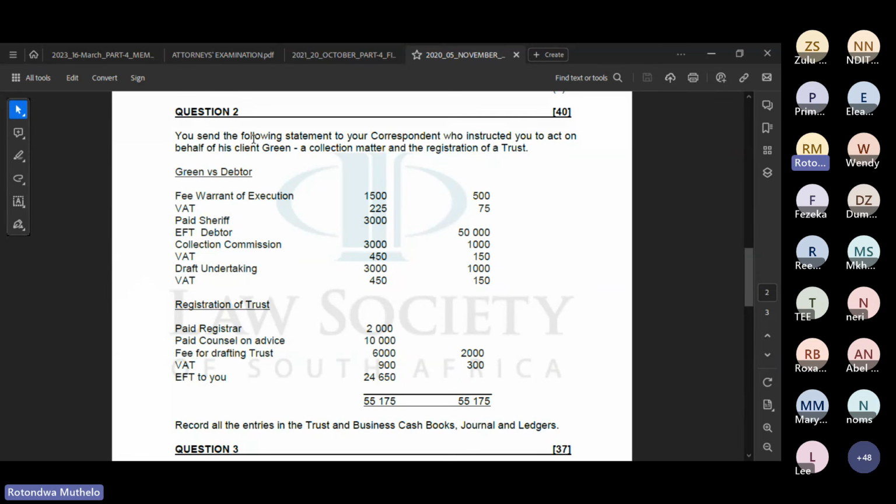Let me just check first if I'm not misleading you. You send the following statement to your correspondent who instructed you to act on behalf of his client in a collection matter and a registration matter. Okay, this is exactly the same thing. This is exactly the same question as the one that we had for this year.